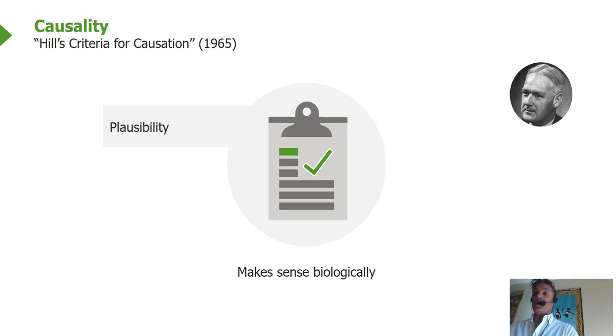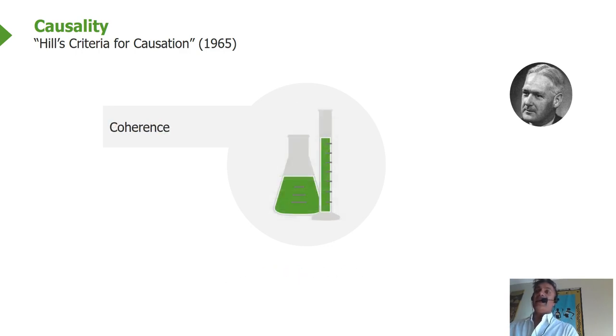So if you have a strong, biologically plausible, theoretical framework for explaining this causal relationship, that's one more check on the list. Next is coherence. What does that mean? It means that what you observe at the population level or at the human level is consistent with what we saw at the laboratory, tissue, and cellular level. Right? So the science is consistent throughout the gradient from cell to tissue to organ to person to population.